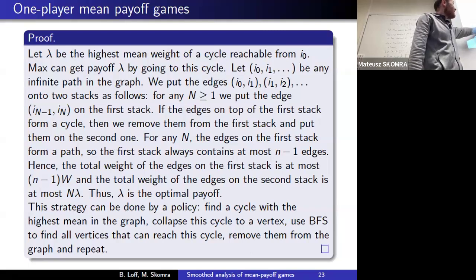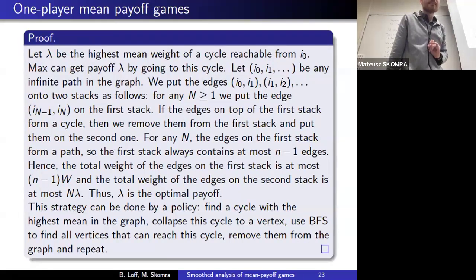So on the second stack, you have at most this. So in total, you have at most this plus this. So the mean is at most lambda plus this divided by n. So in the limit, you cannot do any better than it. Very nice. So my strategy, go to the cycle, stay in the cycle, is optimal.